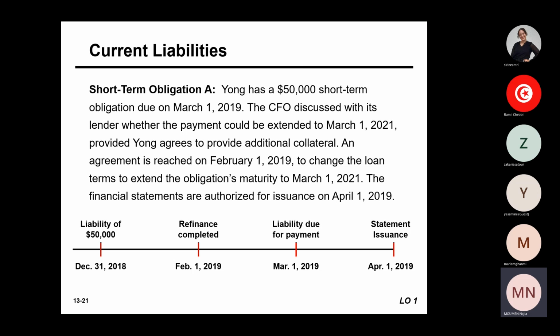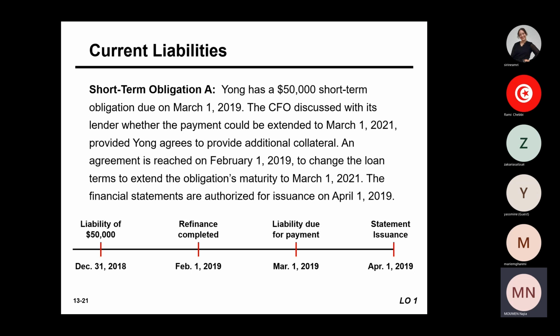Please, this timeline is really important to be able to tell if this $50,000 should still be reported as a short-term obligation, because it is due on March 1st, that's the initial situation, or should be reclassified as a long-term liability, given the discussion to extend the maturity date to March 1st, 2021, and the agreement that was reached on February 1st.